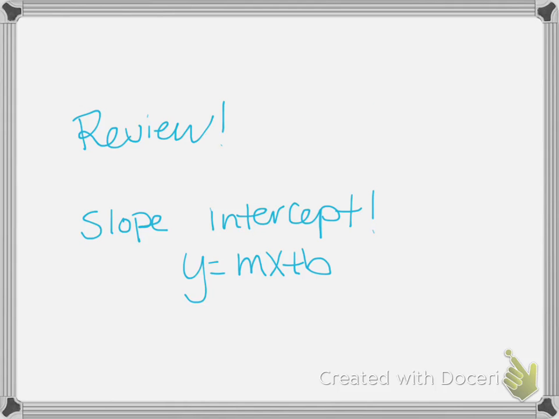In my slope-intercept equation, my m stands for slope, and my b stands for my y-intercept. My y-intercept means where it's crossing my y-axis. So this is where you always begin on your graph, and this is where you move to on your graph.